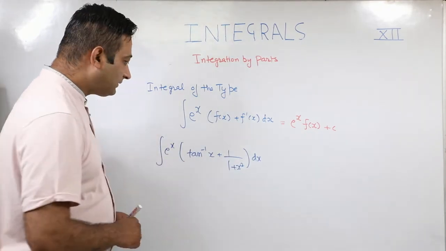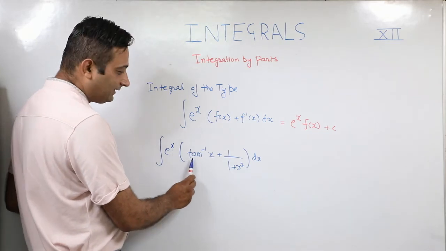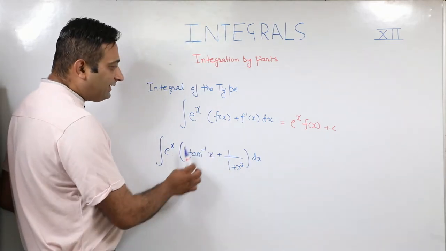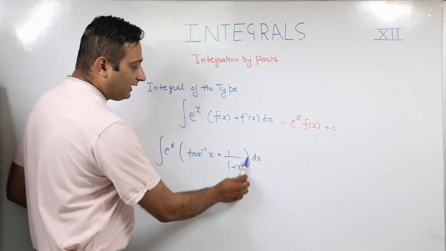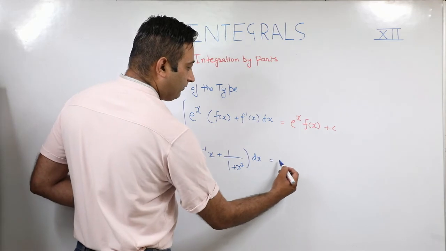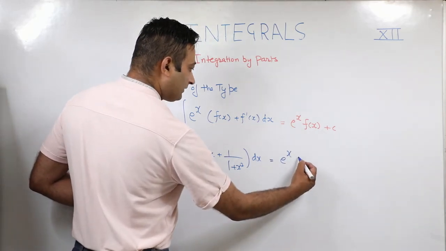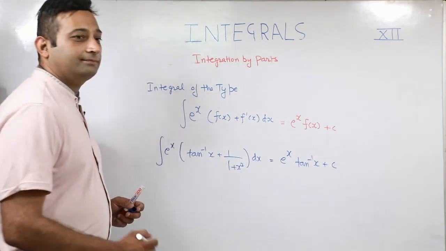Now dear students, we can see that we have an integral of the form e raised to the power x times tan inverse x plus 1 upon 1 plus x square. You can easily correlate with the standard form e raised to the power x times f of x plus f dash x, which will be equivalent to e raised to the power x f of x, which is e raised to the power x tan inverse x plus c.